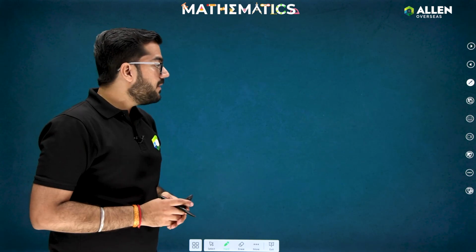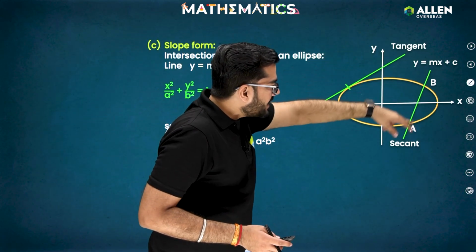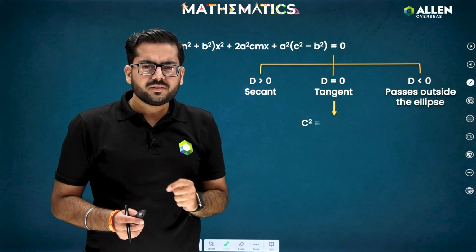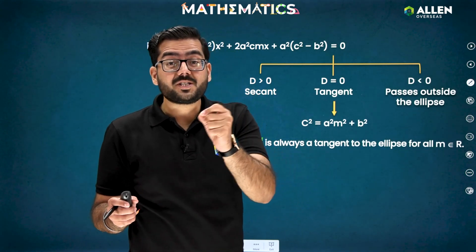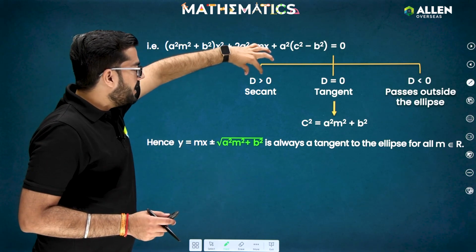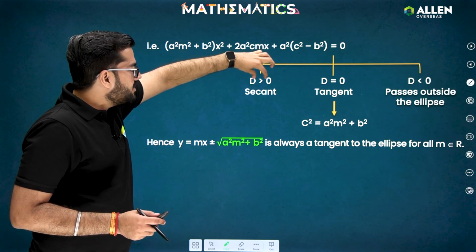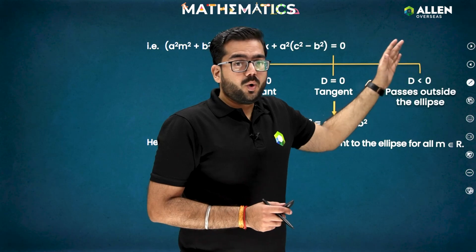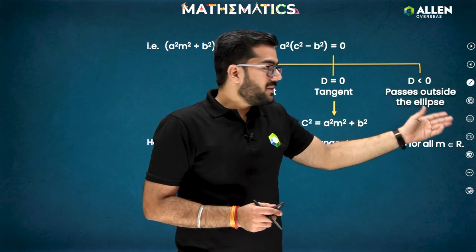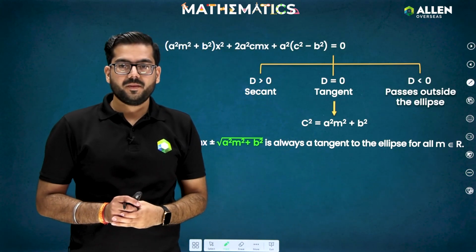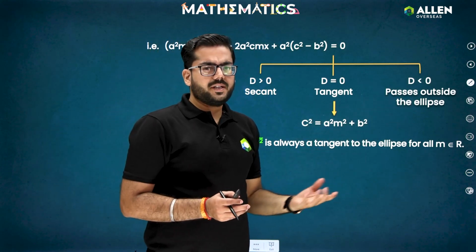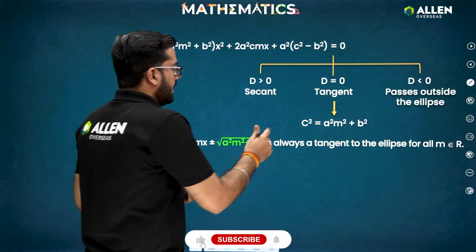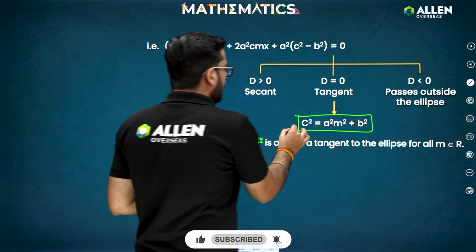Next, if your line is intersecting the ellipse, then in that case you will get real roots. If it is real, your discriminant must be greater than 0. Yes or no? Definitely. So that's why the discriminant is greater than 0 for a secant. Similarly, if it is not intersecting, not touching, then the discriminant must be less than 0. Your line will pass outside the ellipse, right?